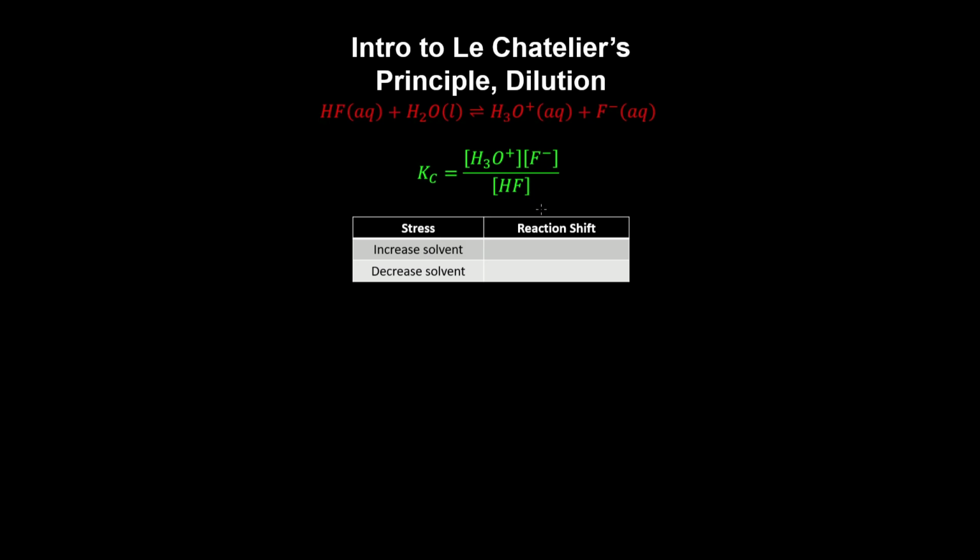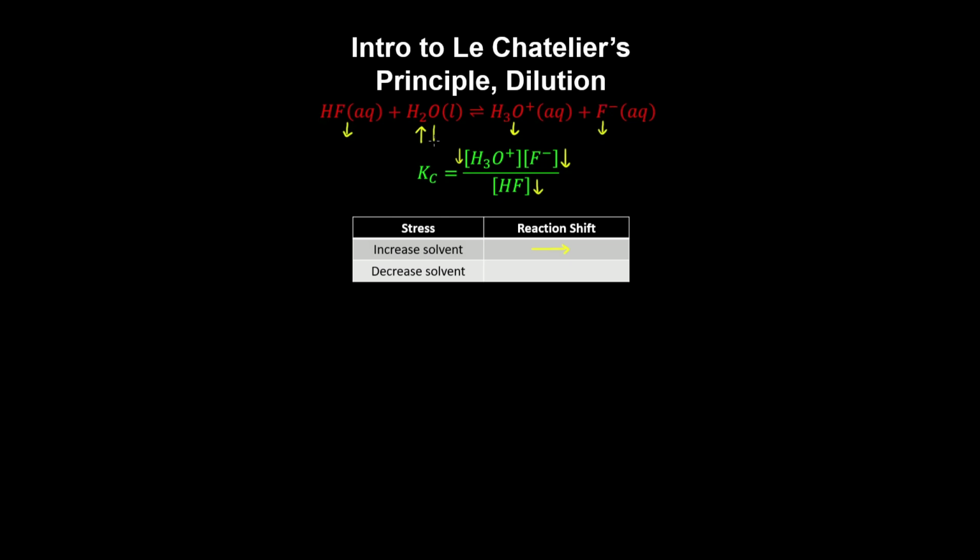We can stress an aqueous solution by diluting it with water. So if we increase the volume of the solvent, then that effectively decreases the concentrations of the reactants and products. So if we have more products, then the reaction shifts to the right in this case to create more products, because there's more aqueous species on the right that lose concentration.